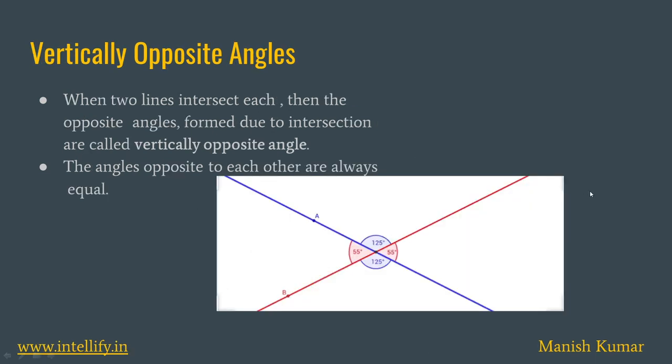Now the next one is vertically opposite angles. When two lines intersect each other, the opposite angles formed due to the intersection are called vertically opposite angles, and the angles opposite to each other are always equal. As we are seeing, the red and blue lines intersect at this point, and the opposite angles are equal. Then these are said to be vertically opposite angles.